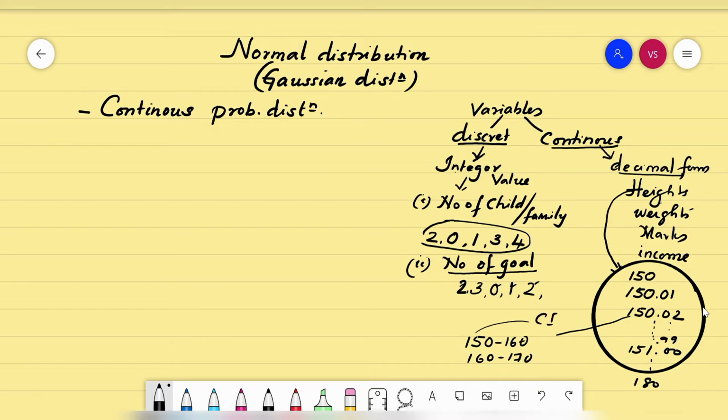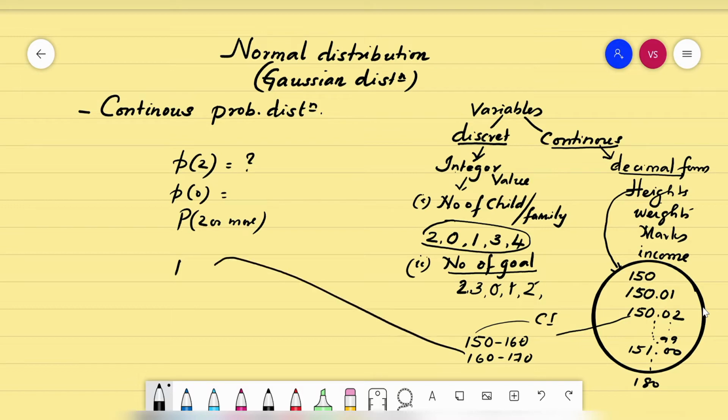You understand this? Now, when we speak about the normal distribution as a continuous distribution, in all the previous distributions that we have studied, whether Bernoulli, binomial, Poisson, or hypergeometric, they are all discrete probability distributions. We were finding the probability of one particular value. What is the probability of 2? Or the probability of 0? Or the probability of 2 or more? But here, with continuous variables, we have to find the probability that the value will lie between 150 and 160.